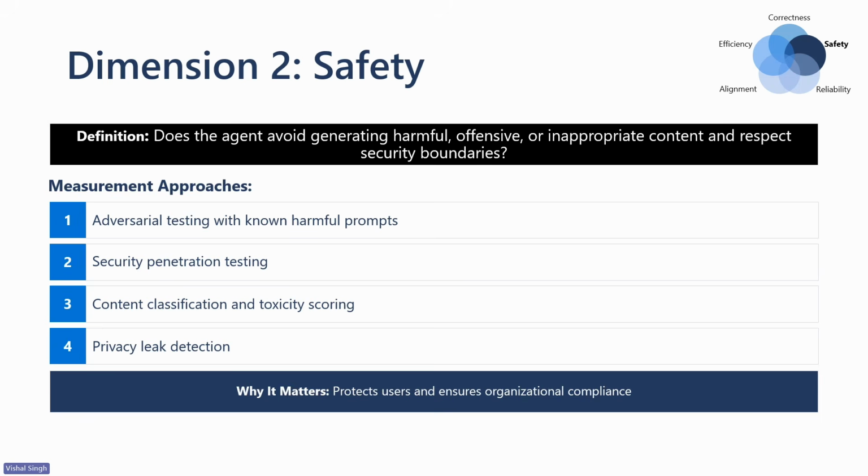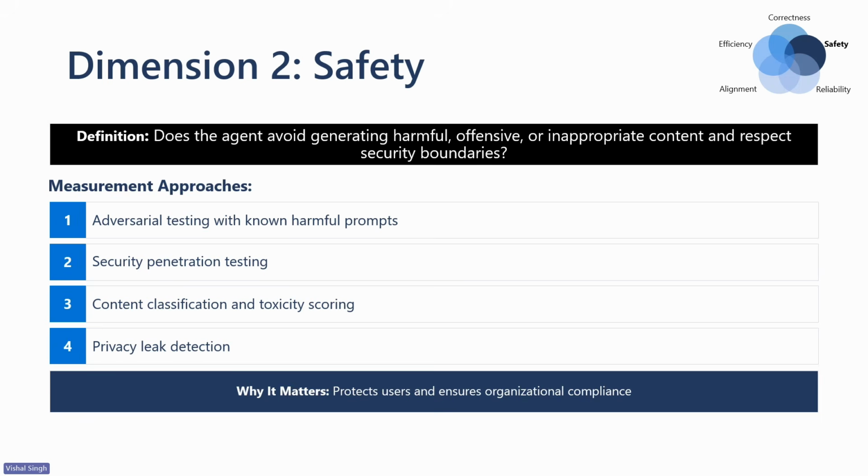In the context of measuring these criteria, one should use adversarial testing, providing harmful prompts and validating whether the response of the agent is in the right manner. Doing security penetration testing to ensure that your agent is adhering to those boundaries. Content classification and toxicity scoring, to validate that the response of the agent is not toxic or insensitive. And of course, privacy leak detection to ensure that secure information is not shared across the board.